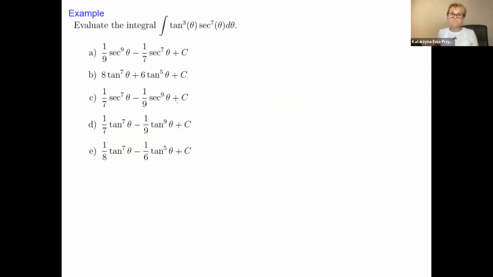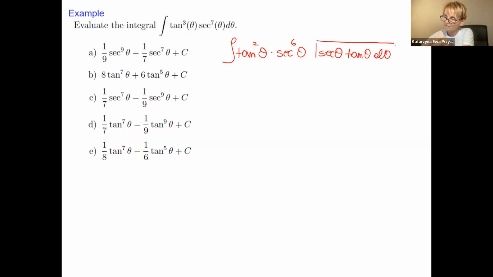Yes, tangent, secant, the same thing. We have tangent cube and secant to the power of 7, both odd. Probably we know what to do. Let's pull out one single. We can leave tangent square and we can leave secant to the power of 6, and then secant and tangent can be left at the end.